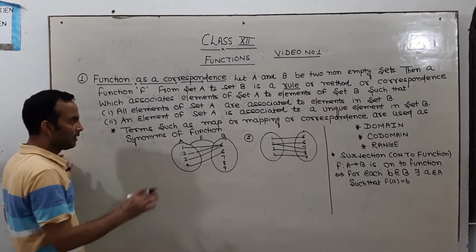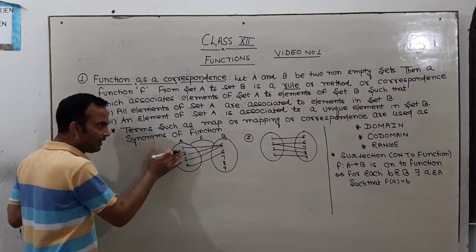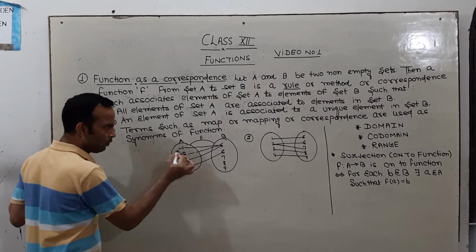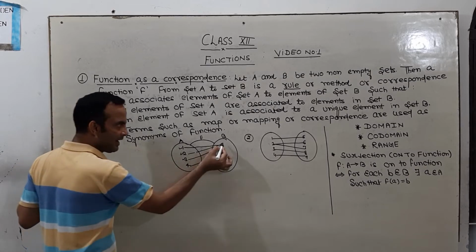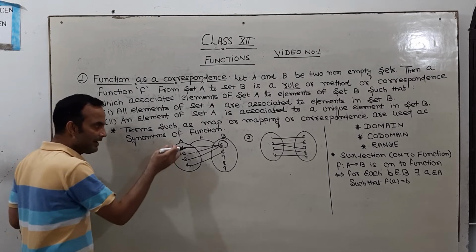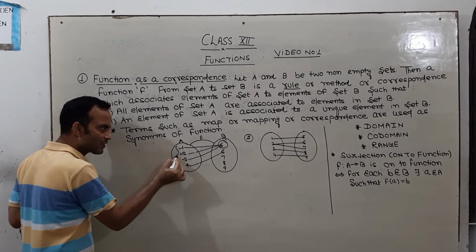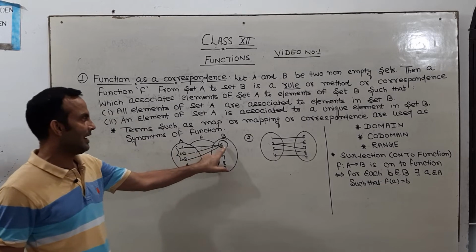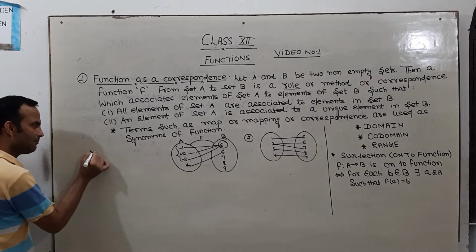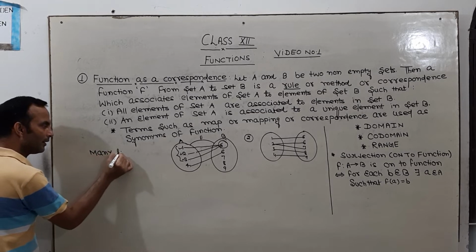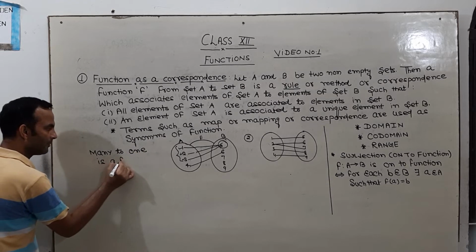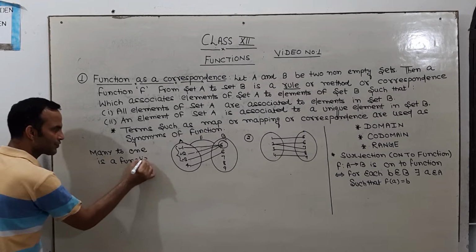Means many elements like 1, 2, 3 have the same image 5. So my dear students, here 3 elements 1, 2, 3 have the same image 5 in set B. This is a function because, my dear students, many to 1 is a function.